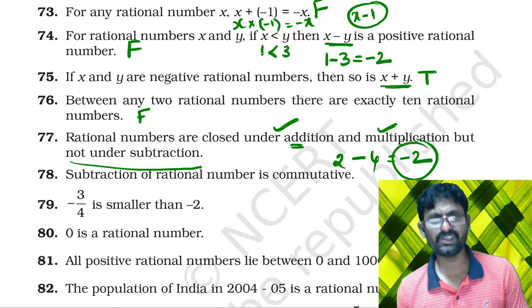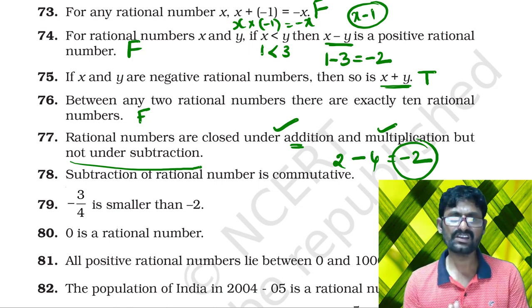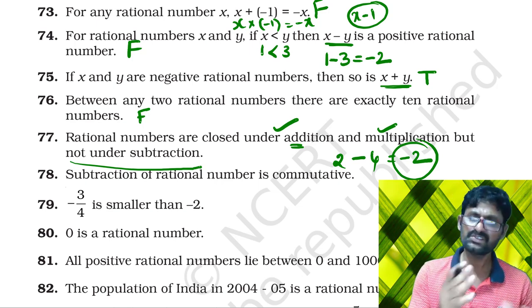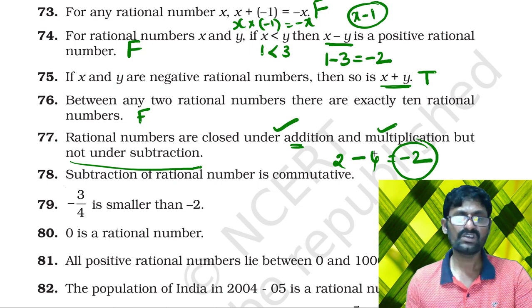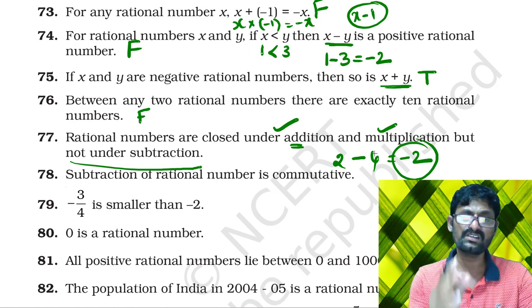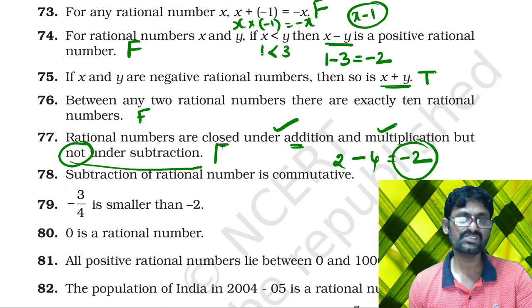Surely. In the same way, if you take two rational numbers and if you subtract one rational number from another rational number, surely the resultant number is also a rational number. So, rational numbers are closed under the operation subtraction also. But here we are given that not under subtraction. So, this is a false statement.